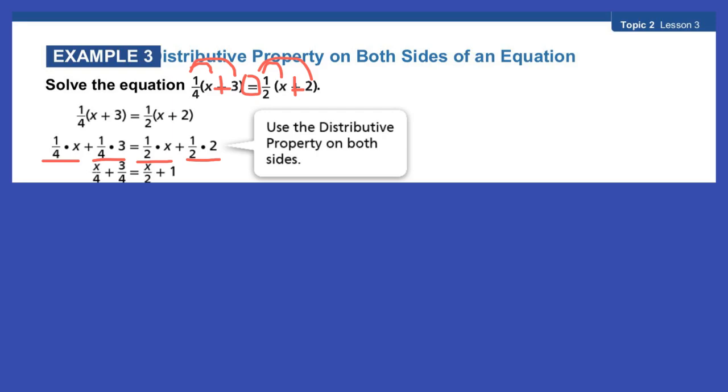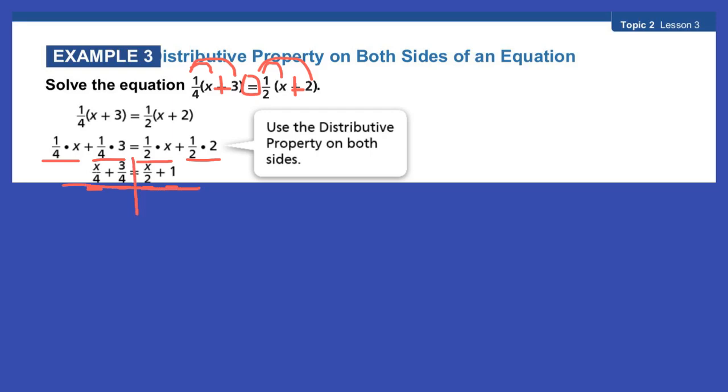1/4 times x can be written x over 4. 1/4 of 3 can be written as 3/4. 1/2 times x can be written x over 2. And 1/2 times 2 is 1. So we're good so far. All right, here we go.